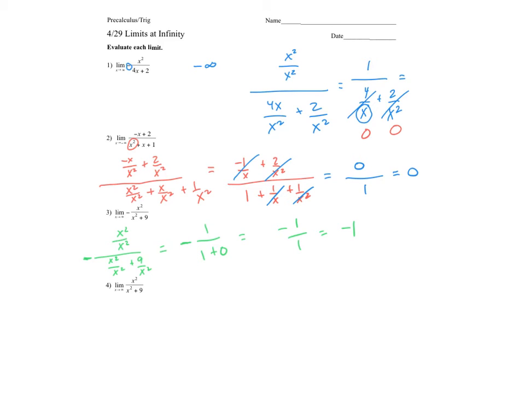So on the next one, it's the same thing. And we're going towards infinity again. So we have x squared over x squared over x squared over x squared plus 9 over x squared. That's going to be 1 over 1 plus 0, because this guy turns into a 0. And so that's equal to 1.